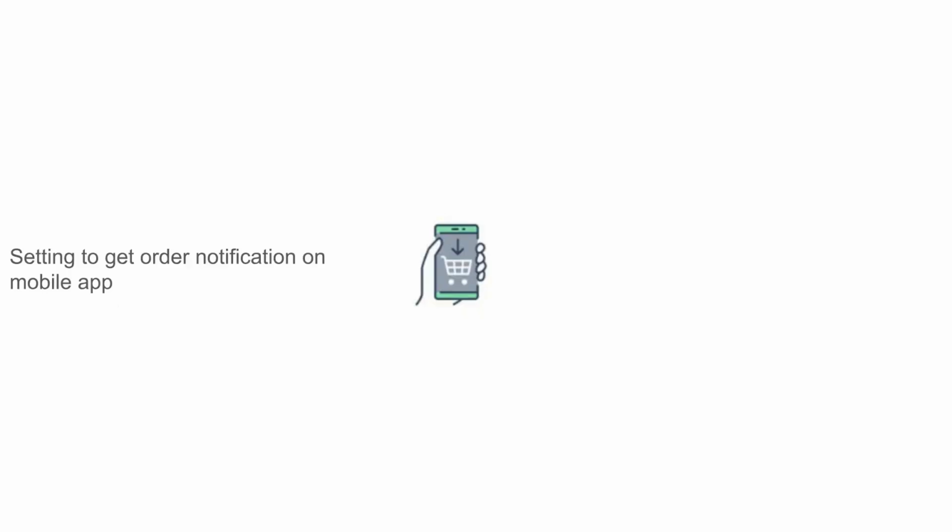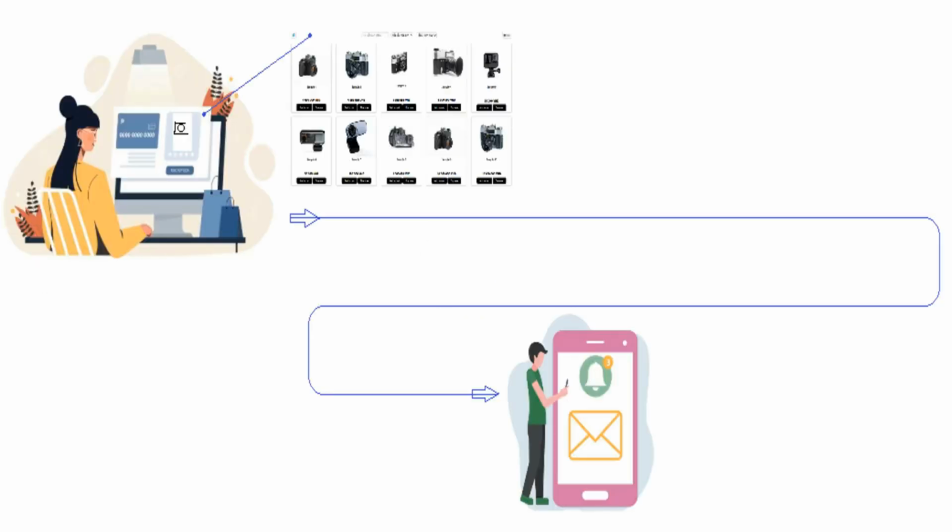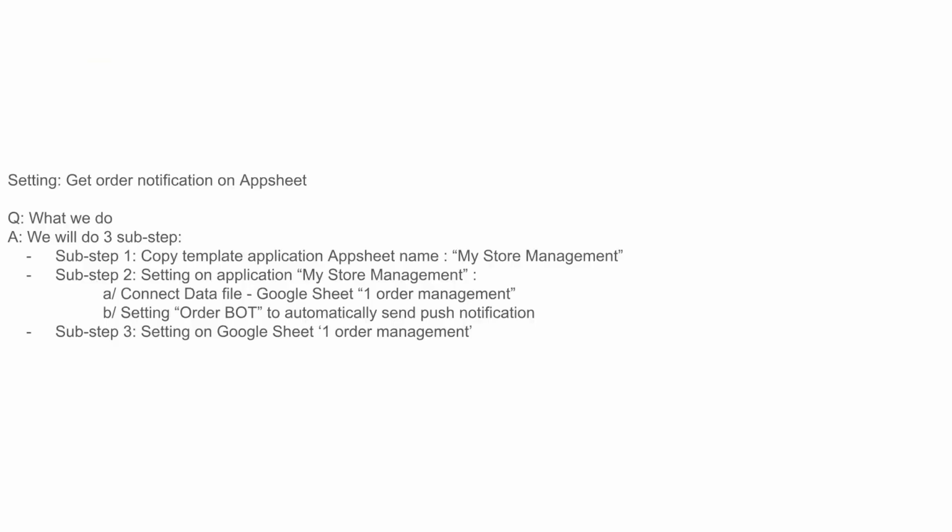The goal in this step is to set up order notifications on the mobile app. We'll need to perform 3 small steps. First, copy the sample app, My Store Management. Second, configure the app you just copied. Third, configure the Google Sheet, One Order Management.